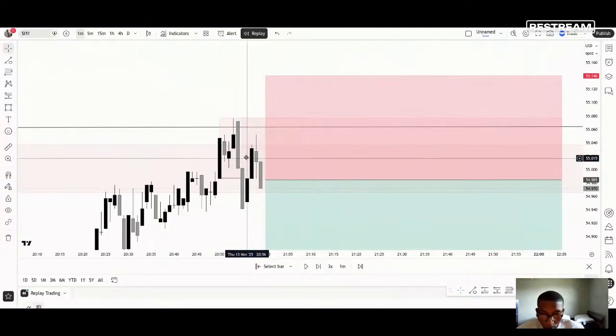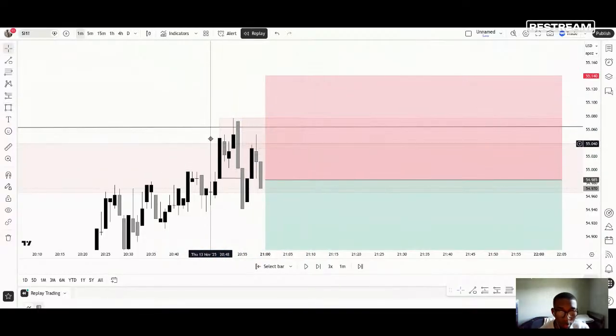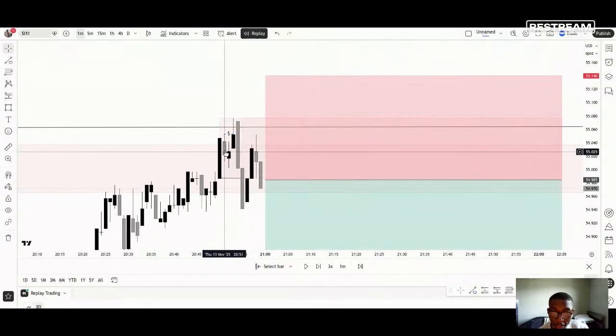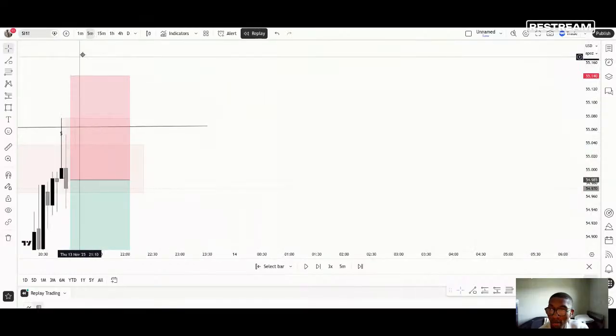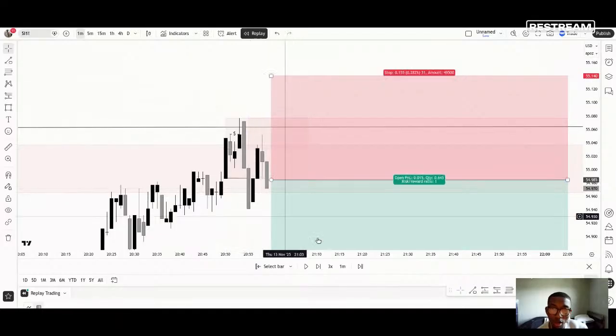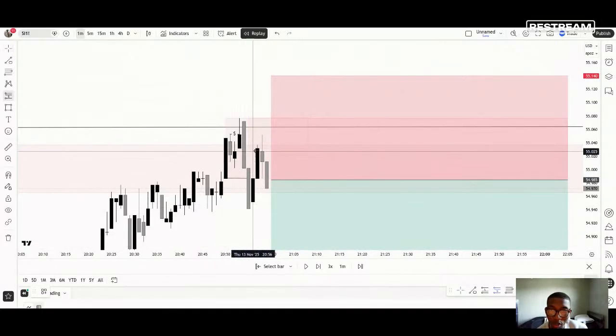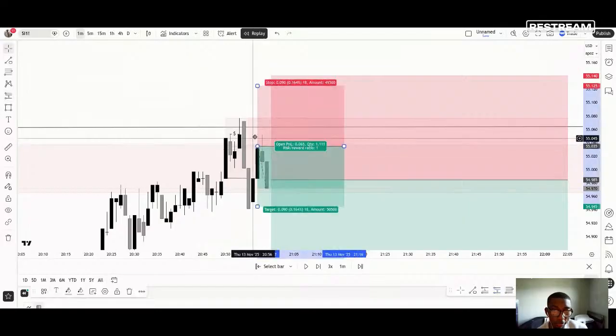So in this scenario, it's the same thing, right? Because guess what now? This is showing me even more detail. A supply zone. They swept liquidity. It gave me my fractal market shift, right? It gave me my fractal market shift. And so honestly, if I was to stay on my 1 minute time frame, I really would have been entering about here. And that's a very good entry.